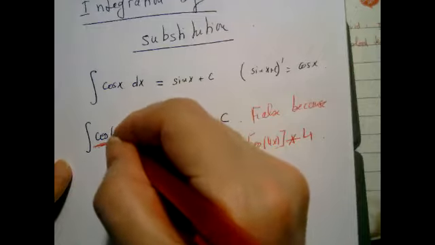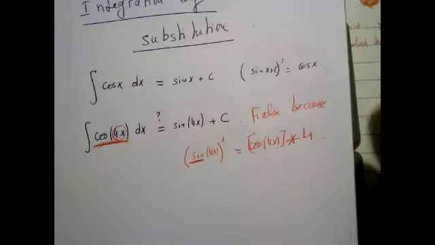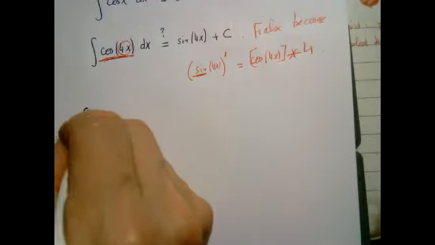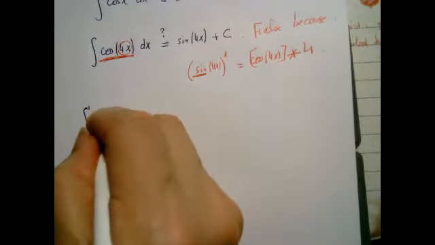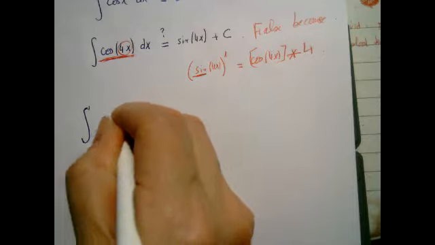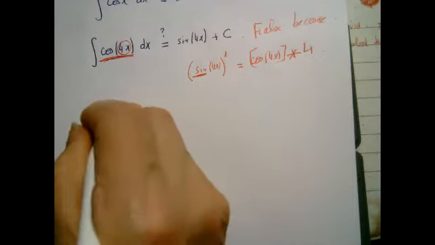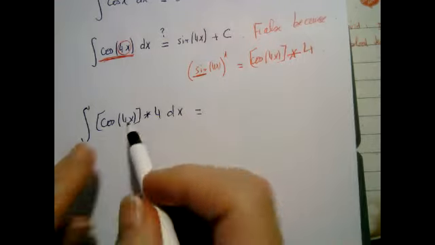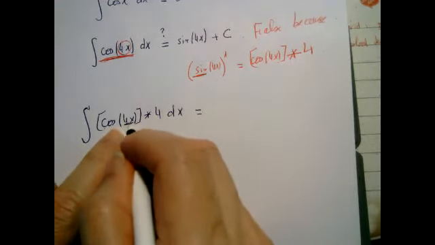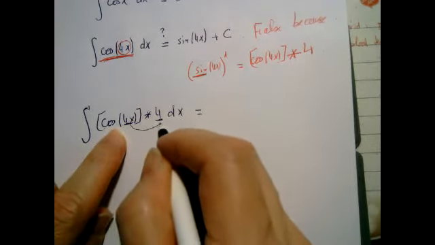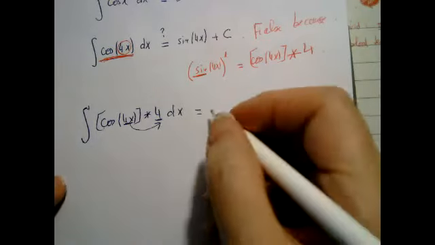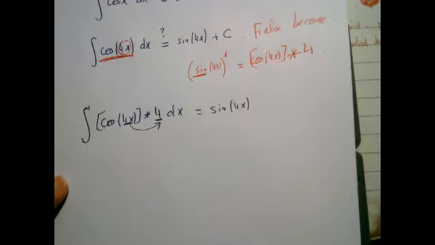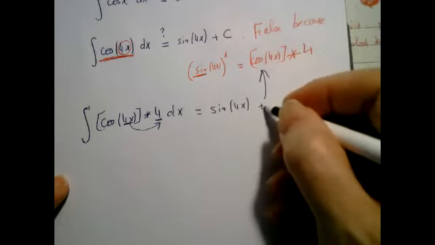So I have an inside function. Whenever I have an inside function, the problem becomes complicated. If I had, however, the following picture, a very simplistic picture, cosine 4x times 4 dx, so I have a function, I have an inside, and the derivative of the inside is also part of the integral. This will be exactly sine 4x because of this reason.